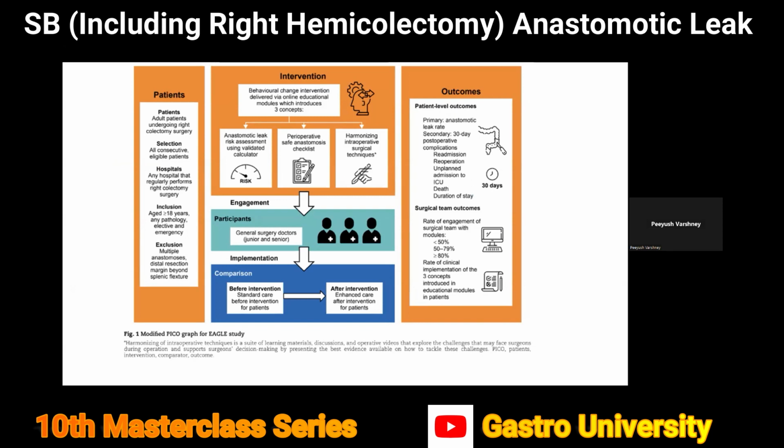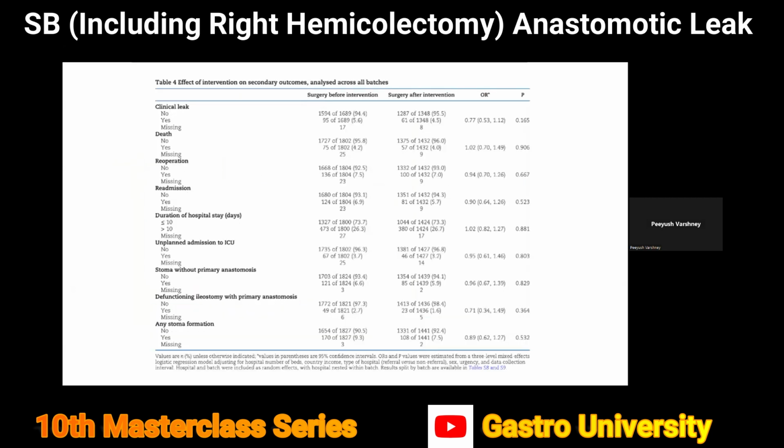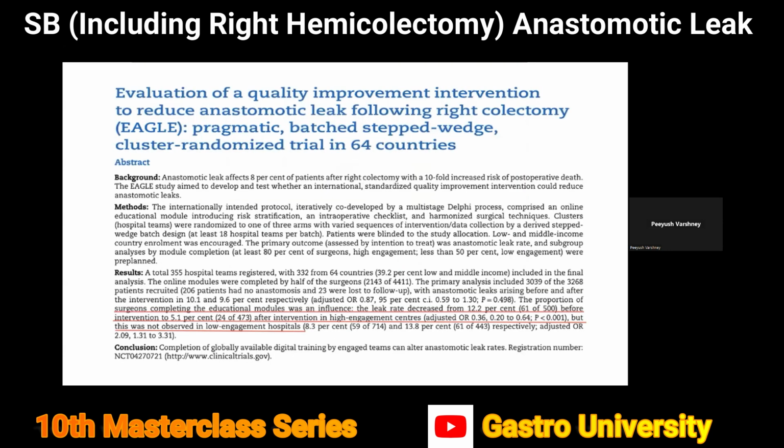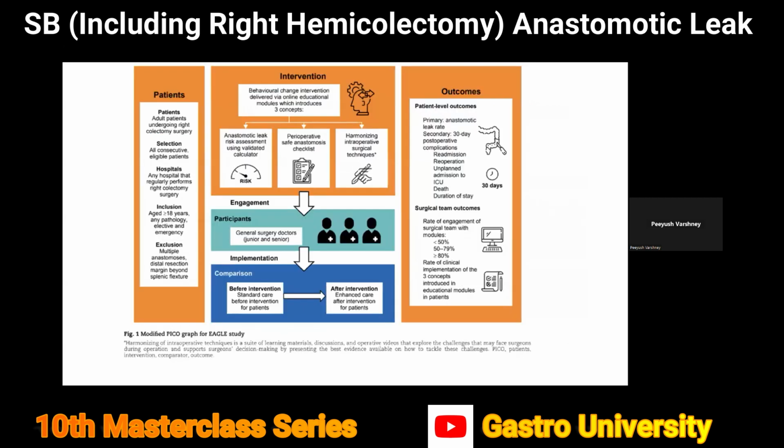the anastomosis. And what they found was there was a reduction in almost everything, starting from clinical leak to death rate, reoperation, readmission, duration of hospital stay, unplanned admission to ICU, and making of unplanned stomas, and defunctioning ileostomy with primary anastomosis. So they found that the leak rate reduced from 12.2% to almost 5% after intervention in high engagement centers.